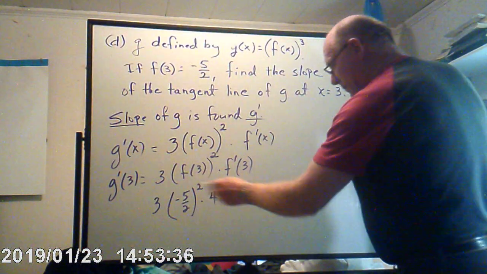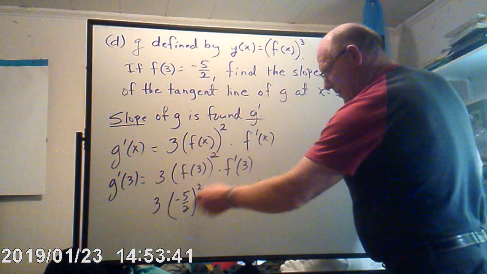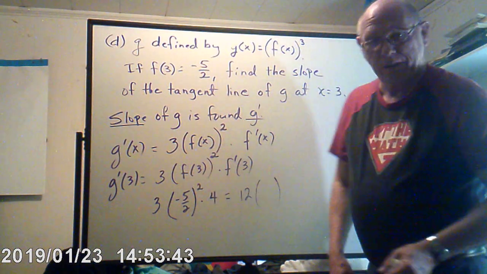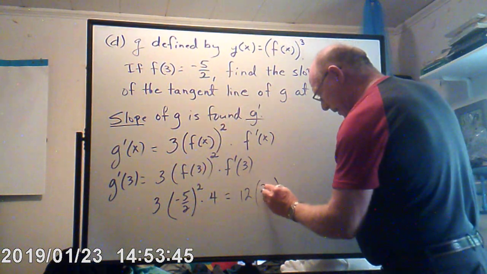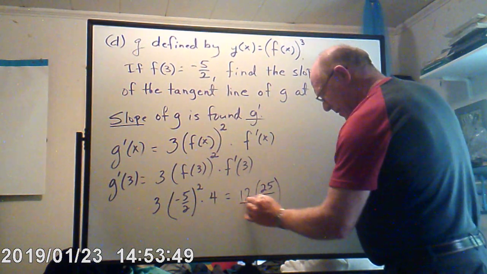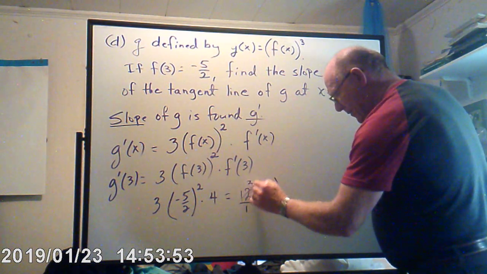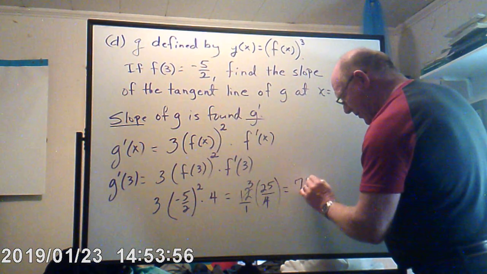Well, now 3 times 4 is 12. And this is going to be a positive number because this is a negative squared. So negative 5 squared is 25. And 2 squared is 4. 12, 4 goes into 12 3 times. 3 times 25 is 75.